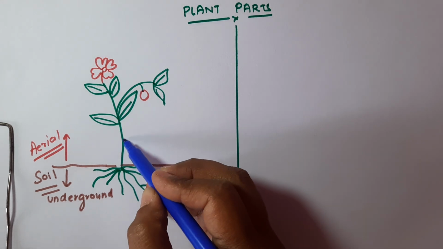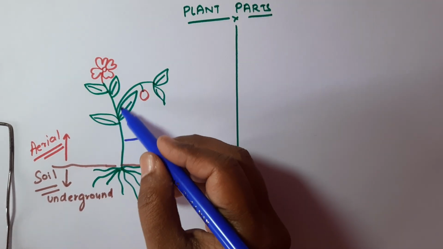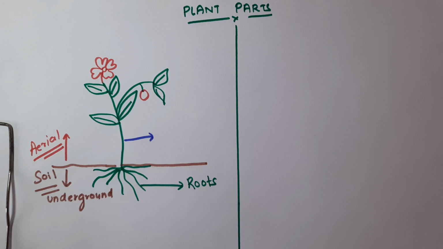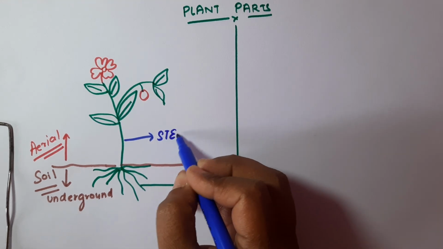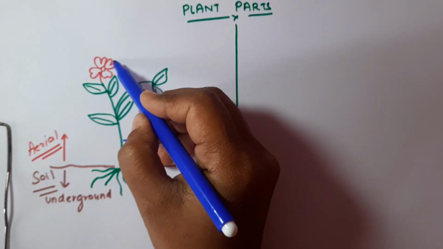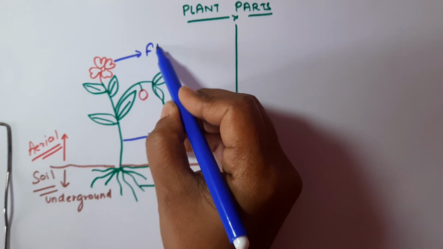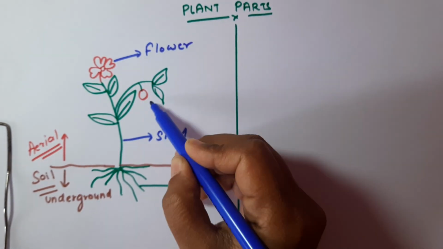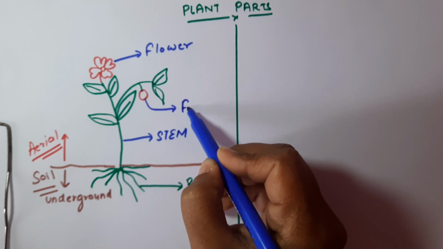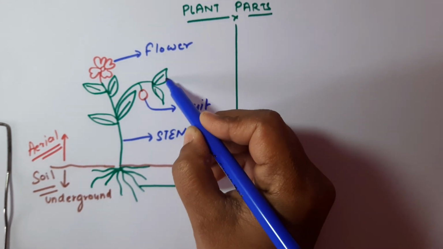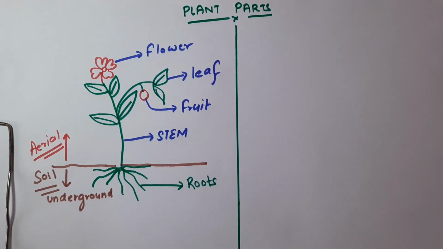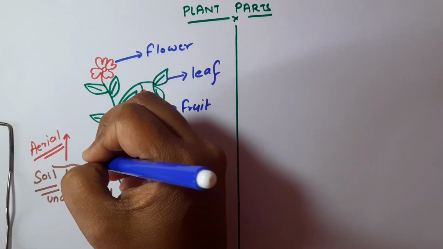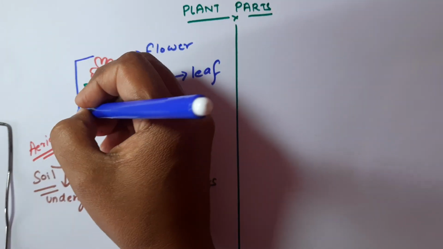Now this stiff portion, in most cases erect, sometimes bent, but very stiff, is known as the stem. We all know, students, that this portion is known as the flower, and this is known as the fruit. And obviously everybody knows this is the leaf. The aerial portion is also known as the shoot.